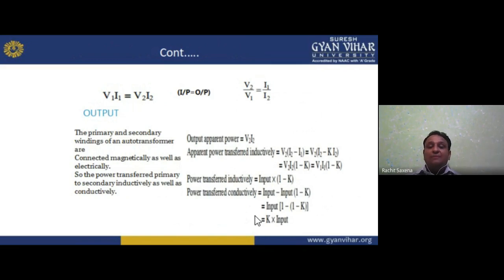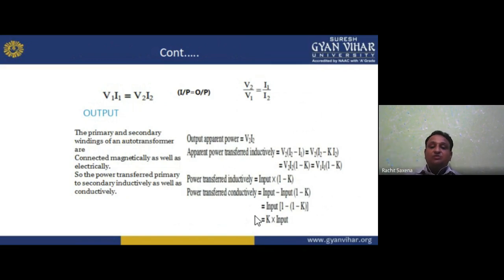The output apparent power is V2 I2, and the apparent power transferred inductively is V2 (I2 minus I1), which equals V2 I2 minus K I2, where K is the transformation ratio. We can also say V2 I2 (1 minus K) equals V1 I1 (1 minus K). We can easily get this from the above equation, and the power transferred inductively equals input times (1 minus K).